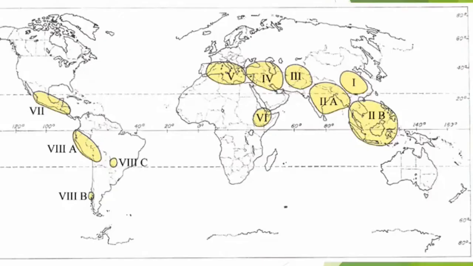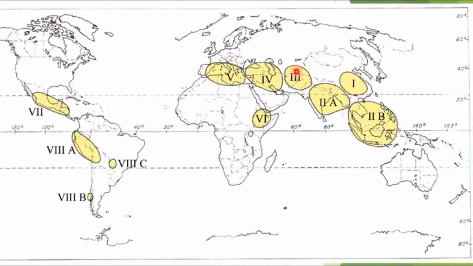Here you can find the first is the Chinese center. So it is a Chinese center of the origin. Then the second one, here you can find the second A and the second B, where these are the Himalayan centers. This third one is the Mediterranean center. Then the fourth one is the Abyssinian. This fifth one is the Central Asian center. Then the sixth one is the Asia Minor center. The seventh one is the Central American center, and the 8th, 8th A, B, C, these are the Southern American centers.